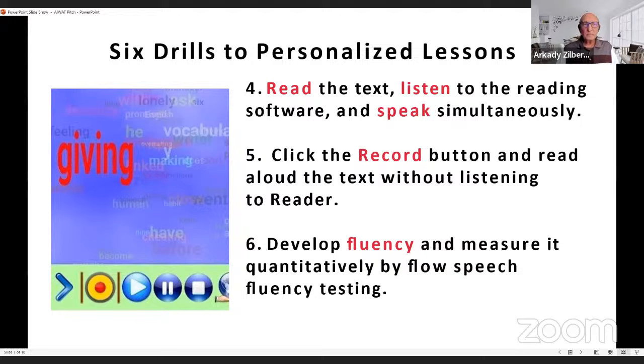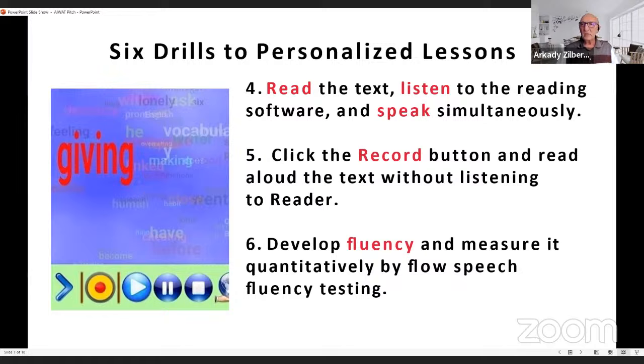Drill 4. Read the text. Listen to the reading software and speak simultaneously. This is the main drill, which eliminates forgetting and cross-translation and allows us to activate our subconscious mind. The same mind which we used when we acquired our first language. This drill allows us to use the same mechanism which we used for learning our first language.